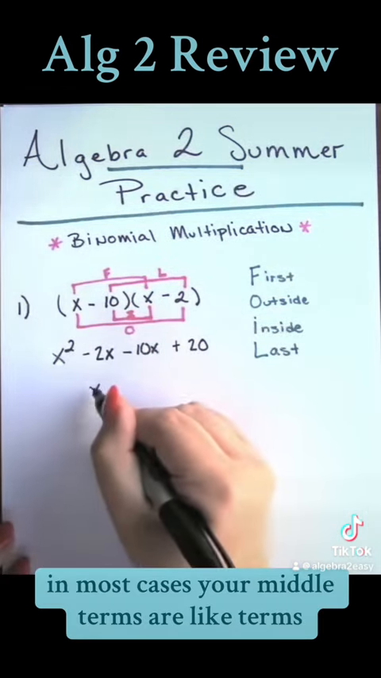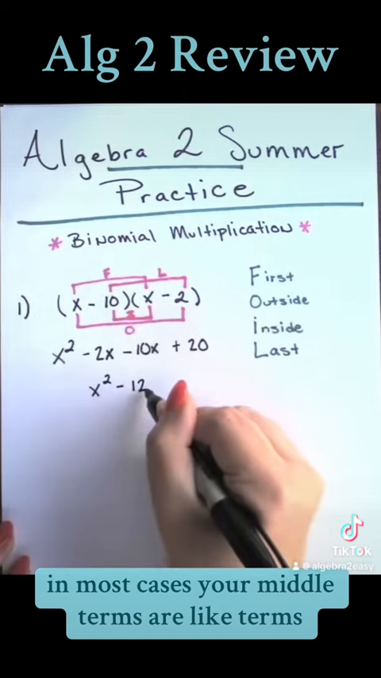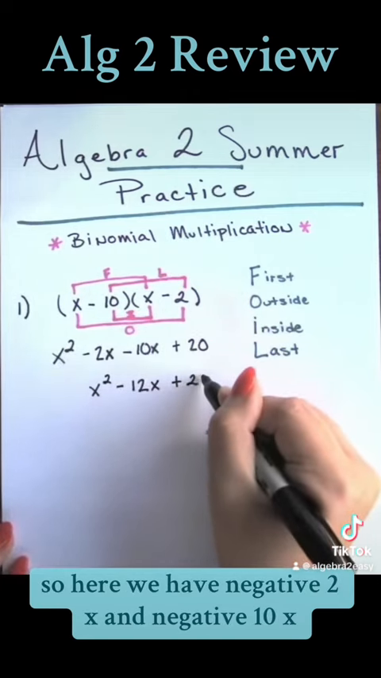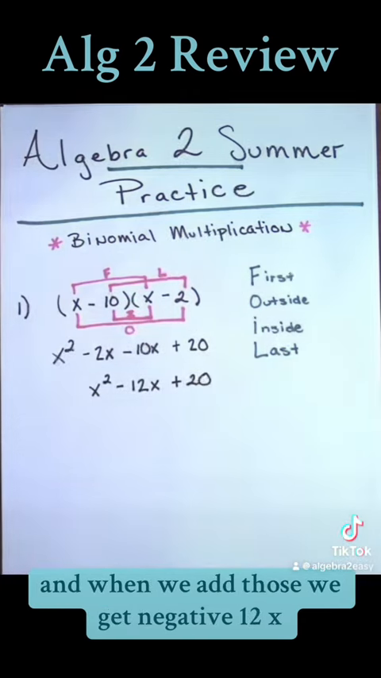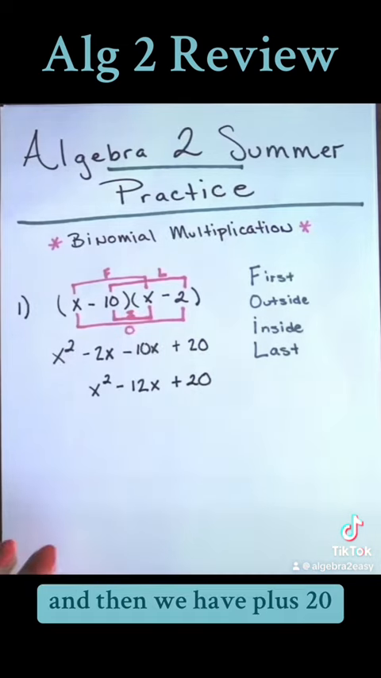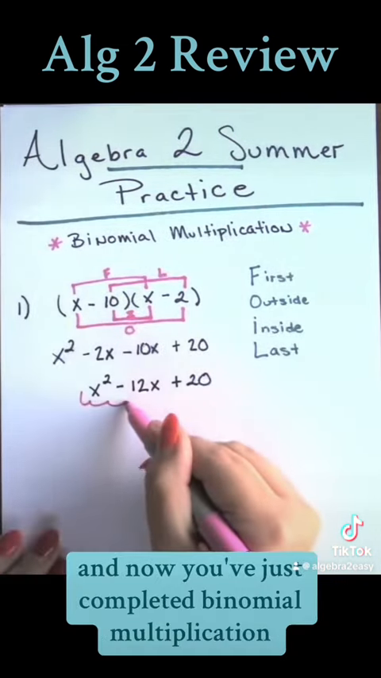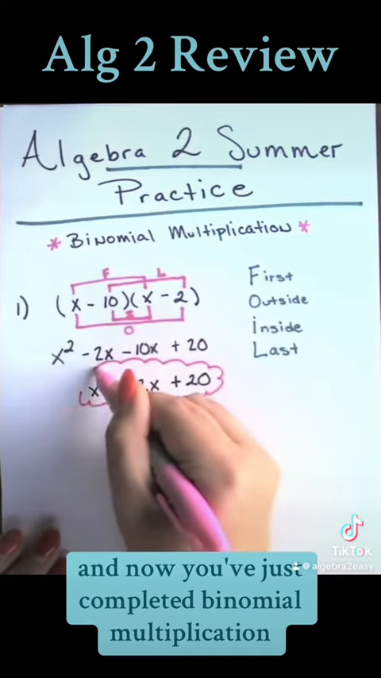Now in most cases, your middle terms are like terms. So here we have negative 2x and negative 10x. And when we add those, we get negative 12x, and then we have plus 20. And now you've just completed binomial multiplication.